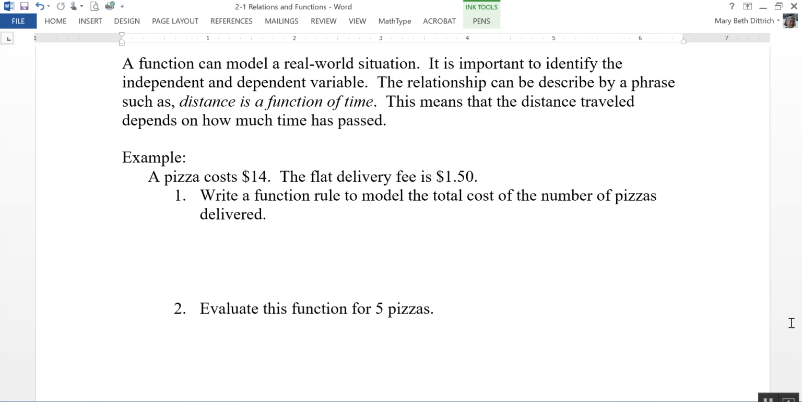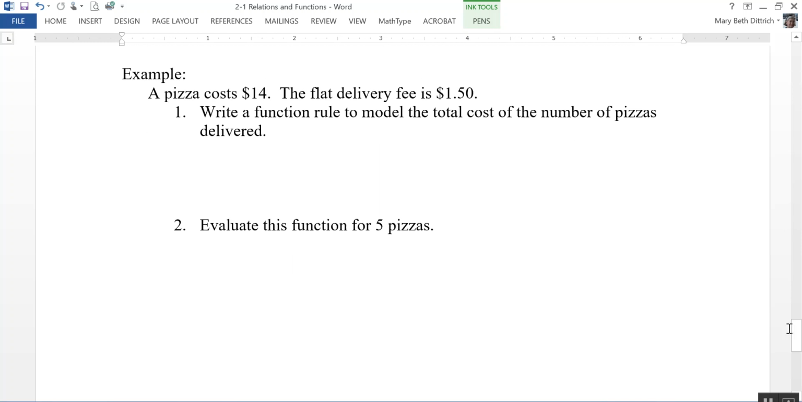Let's take a look at an example here. A pizza costs $14. The flat delivery fee is $1.50. We need to write a function rule to model the total cost of the number of pizzas delivered. So I need to define some variables. I'm going to let P equal the number of pizzas, and I'm going to let C equal the total cost. So I can say that the total cost is a function of the number of pizzas that I buy.